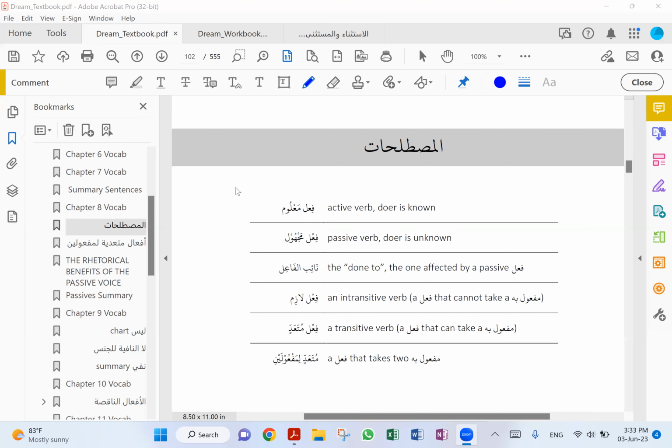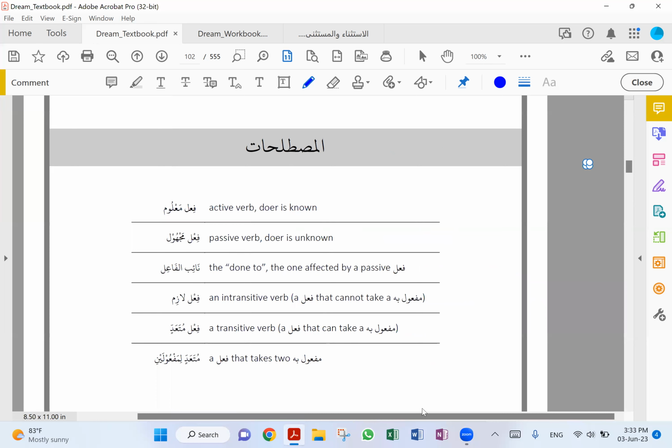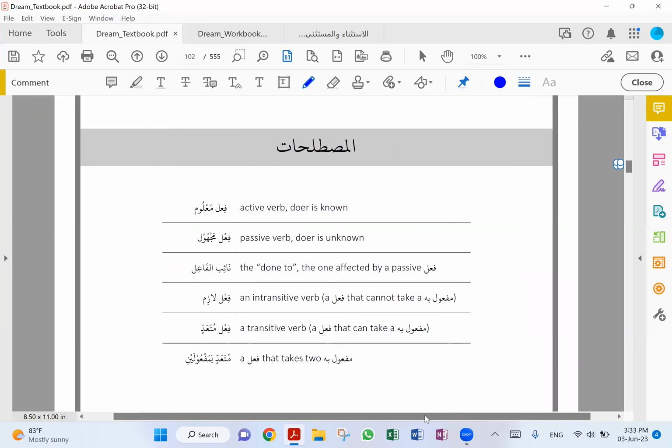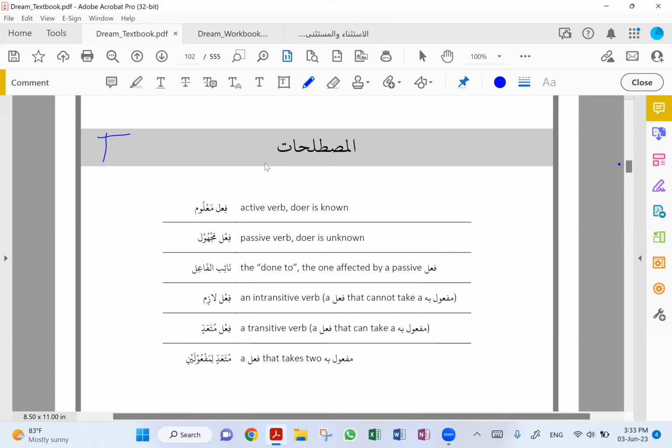So today we're covering passive, and I'm going to start from the beginning of the chapter. So we are going to use the textbook today and the Dream Workbook. We're going to start with al-mustalihat, which means terminology. So we're just going to look at different terminology that we have here before we get into the passive world.